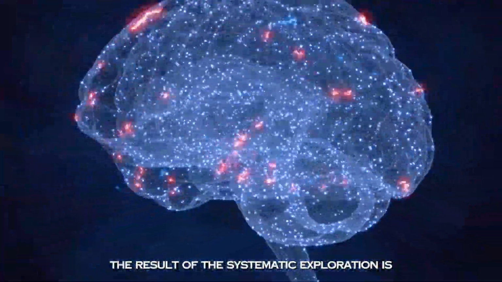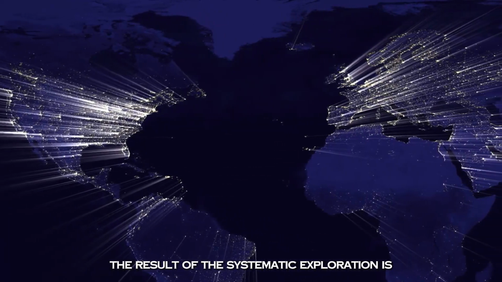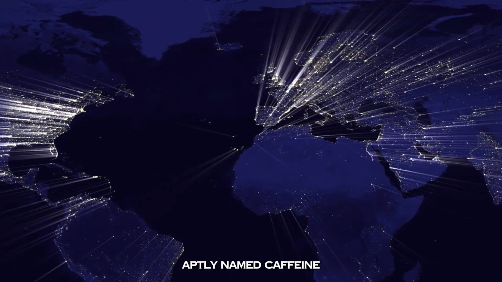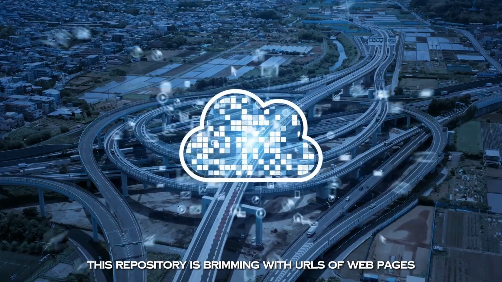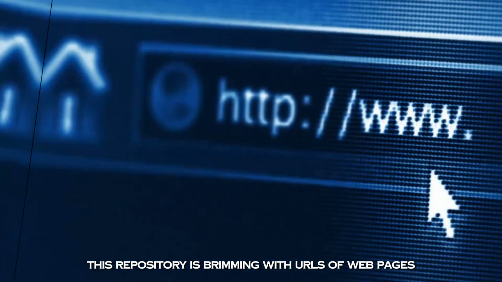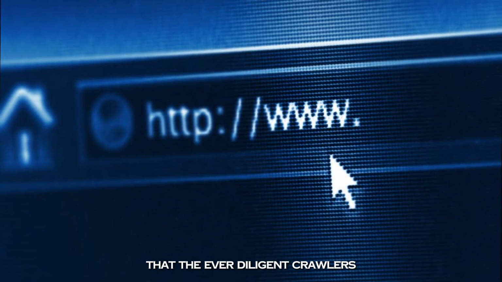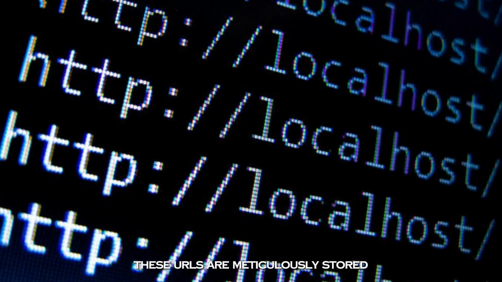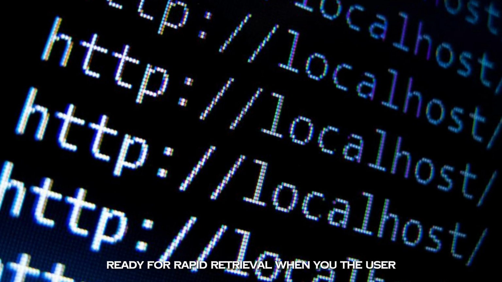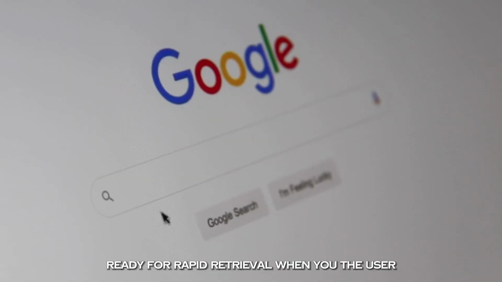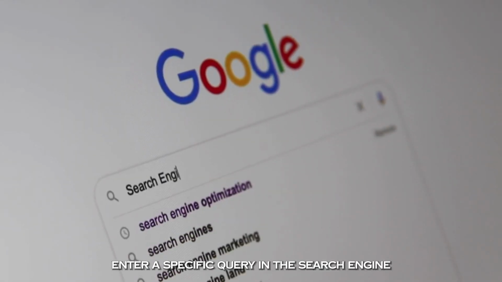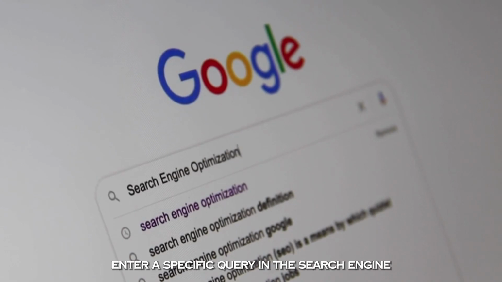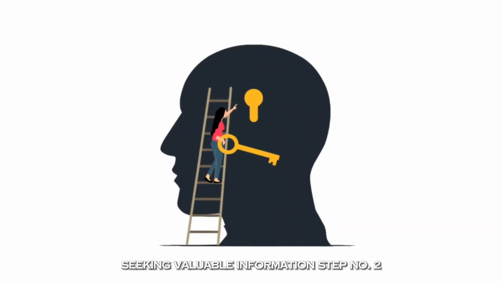The result of this systematic exploration is a colossal database aptly named Caffeine. This repository is brimming with URLs of web pages that the ever-diligent crawlers have visited. These URLs are meticulously stored, ready for rapid retrieval when you, the user, enter a specific query in the search engine, seeking valuable information.